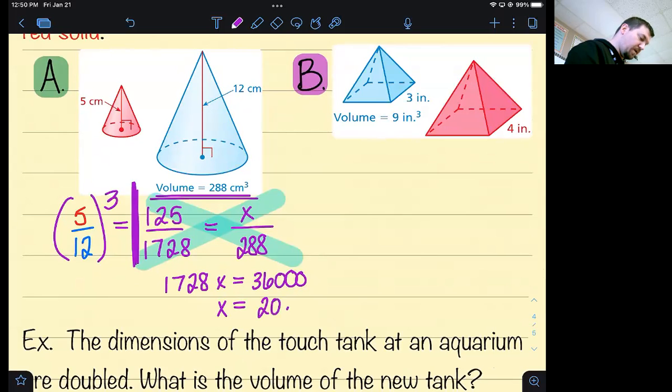20.83 repeating. 20.83 repeating, and since it's volume, you want to label it centimeters cubed. All right, we'll do B, and then the last example here, and go ahead and take a 5-minute passing period.